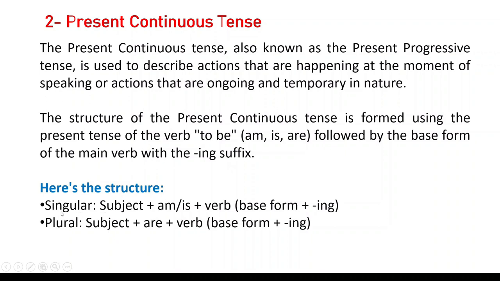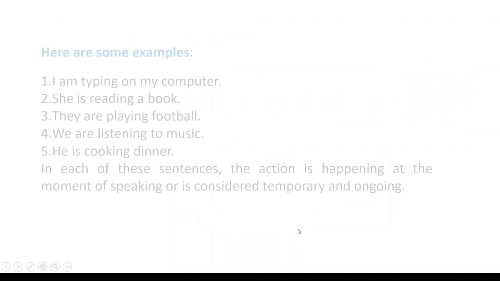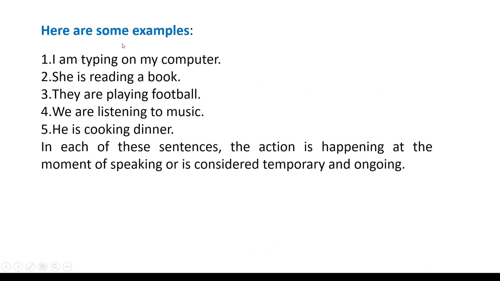Here's the structure: singular subject plus am, is, plus verb base form plus ing. Plural subject plus are, plus verb base form plus ing. Here are some examples. 1. I am typing on my computer. 2. She is reading a book. 3. They are playing football. 4. We are listening to music. 5. He is cooking dinner. In each of these sentences, the action is happening at the moment of speaking or is considered temporary and ongoing.